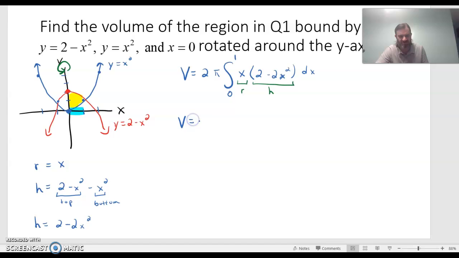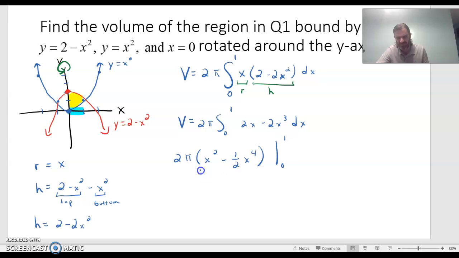So volume is 2 pi from 0 to 1. Let's distribute here. So we'll have 2x minus 2x cubed dx. We're going to integrate, which means reverse our power rule. Don't need a u substitution here. So 2x integrates to be x squared, and minus 2x cubed integrates to be minus 1/2 x to the 4th. And that'll be from 0 to 1.